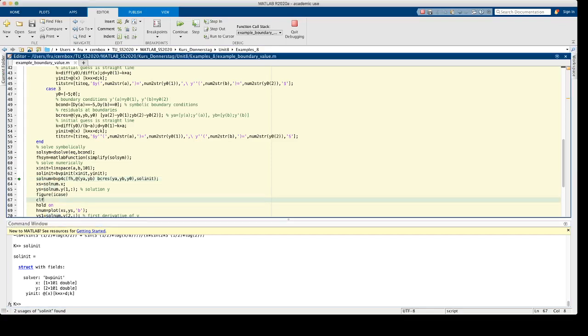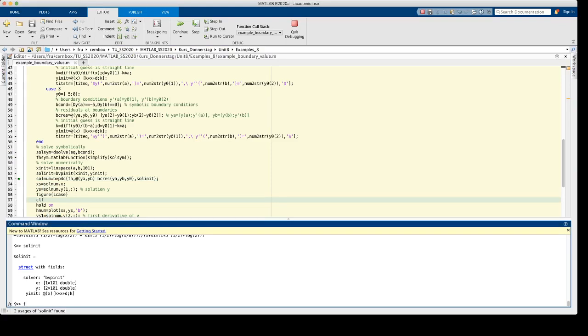The first argument is the function handle, which defines the right-hand side of the system of first-order equations. The second argument is the function handle that computes the residuals of the boundary condition, so the difference between the actual value and the prescribed value. So these residuals should be 0 or very close to 0 when the solution has been computed.